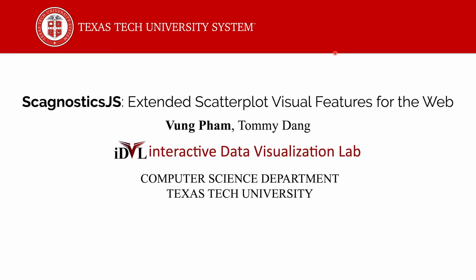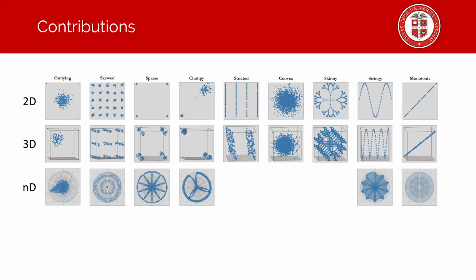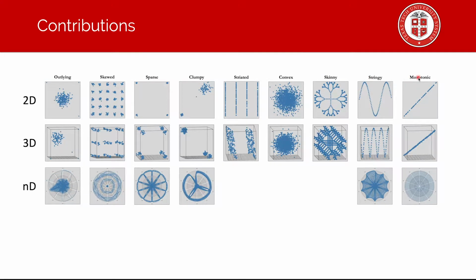ScagnosticsJS: extended scatter plot visual features for the web, by Vĩnh Phạm and Tô Mỹ Đặng from the Interactive Data Visualization Lab, Computer Science Department, Texas Tech University. Scagnostics is the set of features that characterize the data distribution in scatter plots. There are 9 scores in Scagnostics, including outlying, skewed, sparse, clumpy, striated, convex, skinny, stringy, and monotonic.